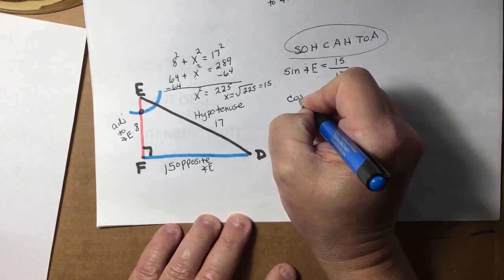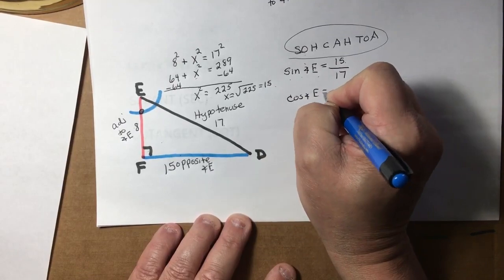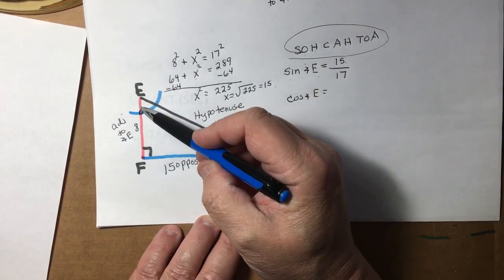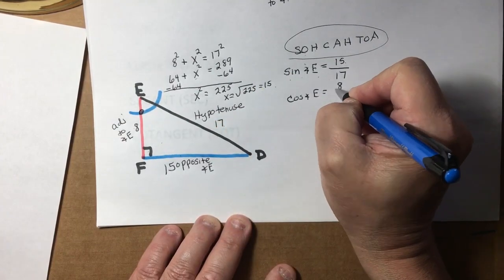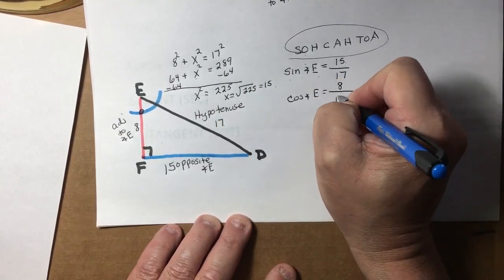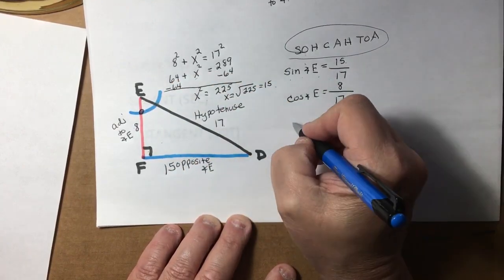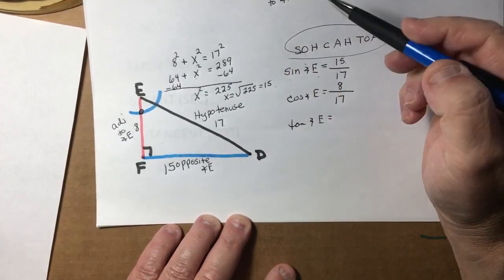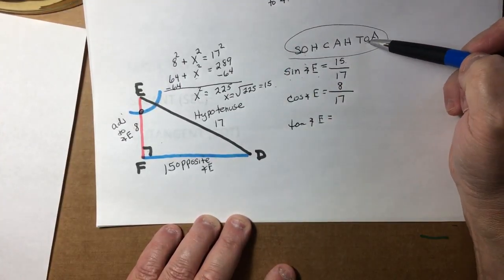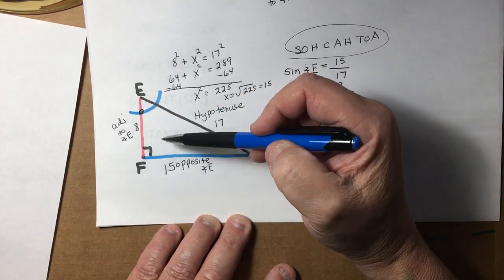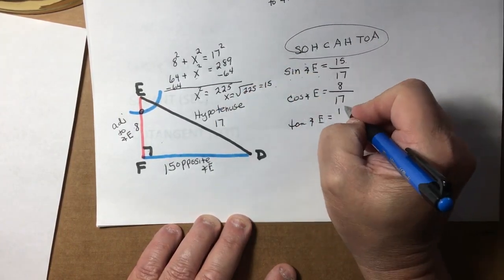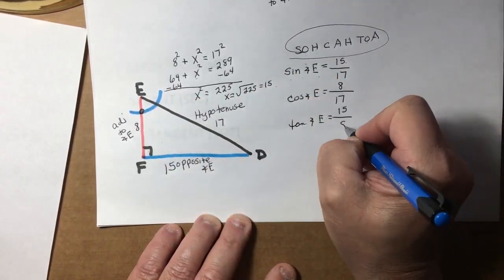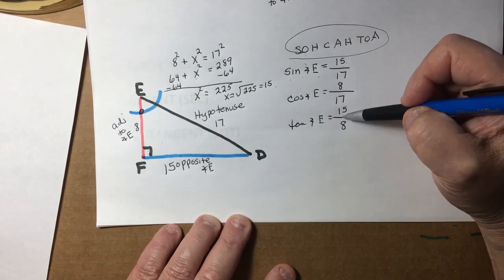The cosine of angle E. Well, that's the adjacent over the hypotenuse. The adjacent, that's the side that touches the angle, is 8, and the hypotenuse is 17. The tangent of angle E is the tangent over here, OA, opposite over adjacent. Opposite angle E, 15, over the adjacent to angle E, the side that touches the angle, 8. And there's your sine, cosine, and tangent of angle E.